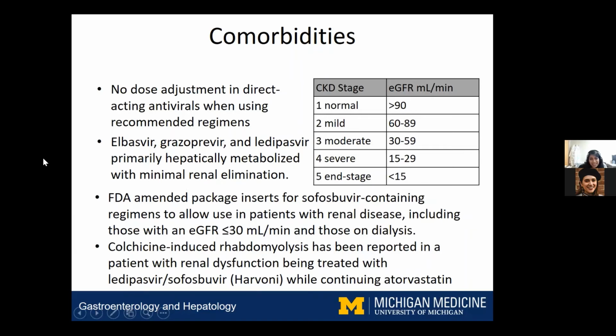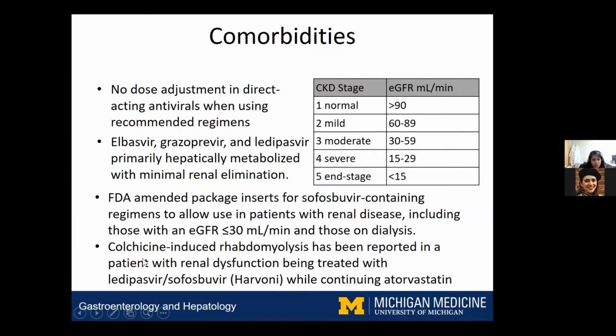What's the story with chronic kidney disease? The good news is that there's actually no dose adjustment in direct-acting antivirals when using the recommended regimens. Elbasvir, grazoprevir, and ledipasvir are primarily hepatically metabolized with minimal renal elimination, so they are fairly safe. The FDA amended package inserts for sofosbuvir-containing regimens to allow use in patients with kidney disease, including those with a GFR less than 30. Before these package inserts were revised, we would avoid sofosbuvir in patients with GFR under 30, but that's no longer the case. And this includes patients on dialysis.